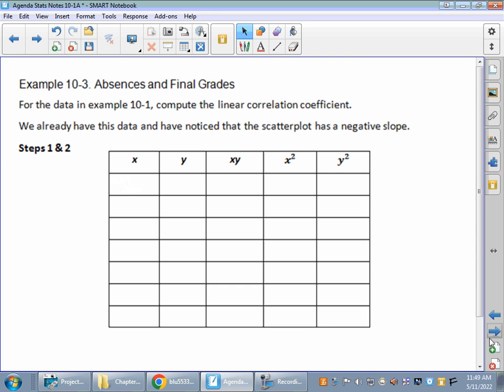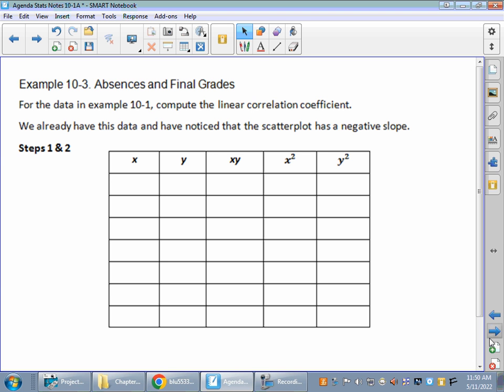I'm going to ask you to do this as well. So absences and final grades. For the data in example 10.1 that we made the scatter plot for, compute R, or the linear correlation coefficient. We already have this data. We already noticed that it has a negative slope. We want to see how strong or weak it might be.